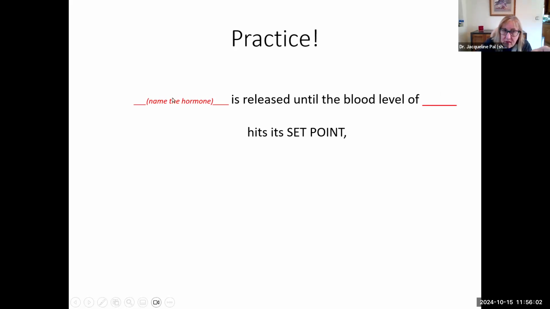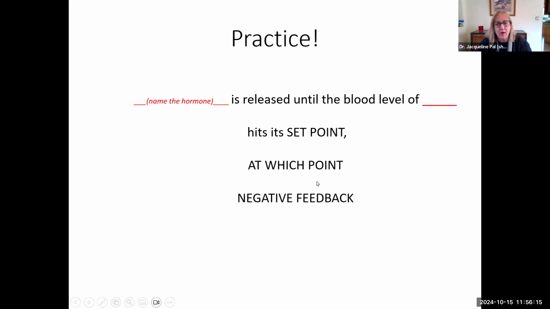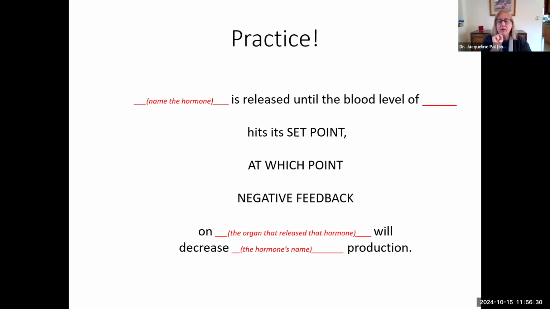Were we monitoring the blood level of the hormone in this case, or were we monitoring the blood level of something else? Okay, so stop and think. When the blood level of whatever we are monitoring hits the set point, that's when we're going to be having negative feedback. So now think about, where is negative feedback going to occur? What organ was releasing the hormone? Put that in there and then put what the hormone is. You got any problems with this? Shoot me a message through the Canvas inbox.